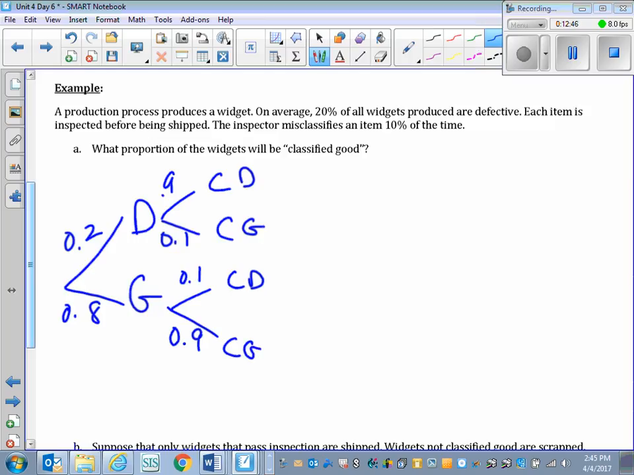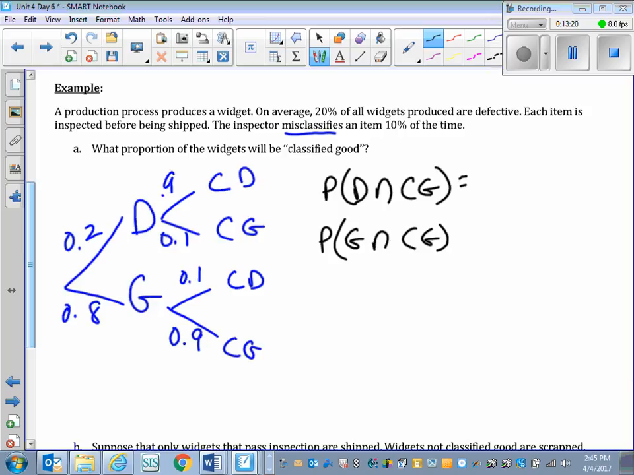Because we're looking at, again, that they're misclassified 10% of the time. So if it's good, it's going to be misclassified as defective 10% of the time. Okay? So the question being asked, what's the proportion that's classified as good? So we need the probability that it's defective and classified as good, and the probability that it's good and classified as good. We're going to add those two things together.